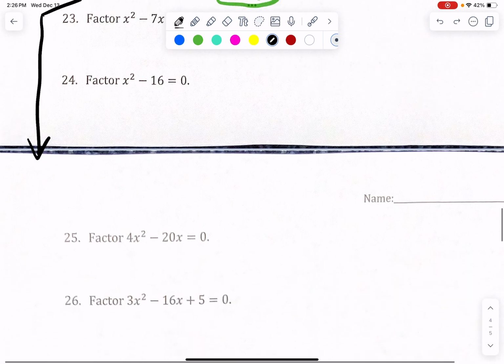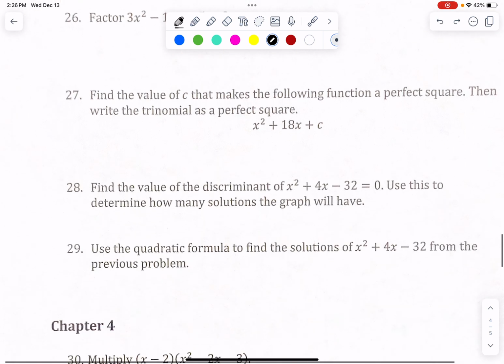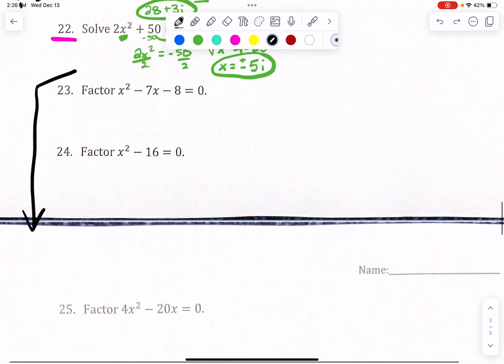Again, if you don't know how to do one, skip it. But try to do some of those on your own if you can.